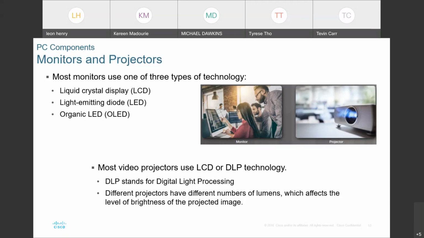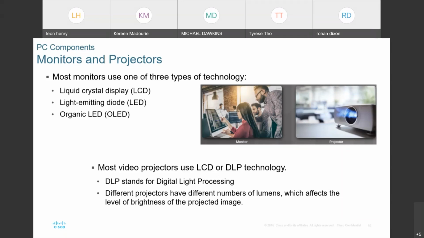Anybody remember those monitors that were the big back monitors, we call them? Anybody remember those? Yannick, go ahead. Cathode ray tube. Yeah. CRT monitors and CRT TVs, right? They are not being used anymore. You understand? They are not being used anymore.